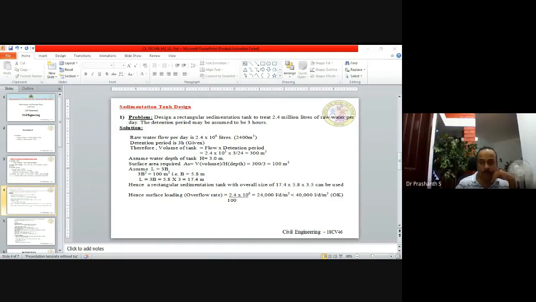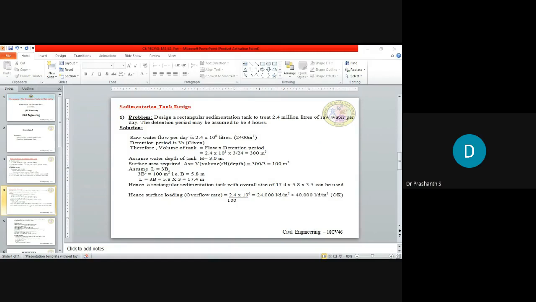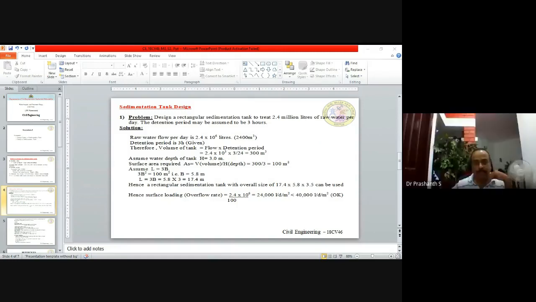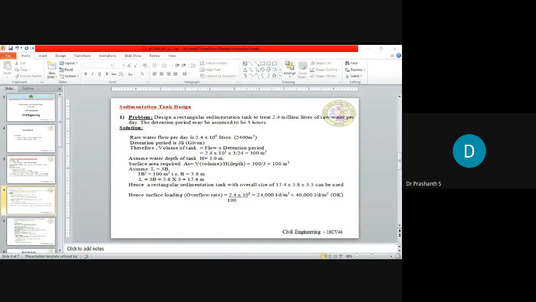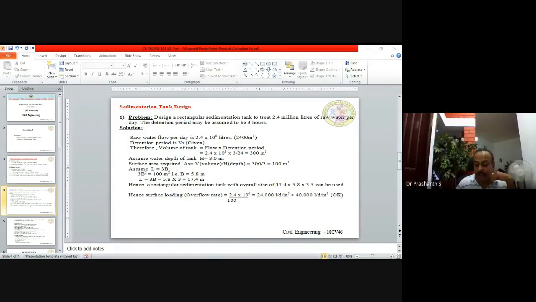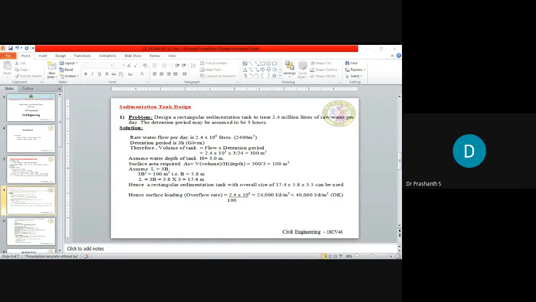Now they have given the velocity, and we have to calculate the length of the tank. The flow velocity is 0.1 meter per minute. Because it is a rectangular tank, the flow will be in the horizontal direction. So it is 0.1 meter per minute into 4 hours, because water which enters the tank leaves the tank after 4 hours with a velocity of 0.1 meter per minute. Means what is the length required? That's simple, 0.1 into 240, which is 24 meter.